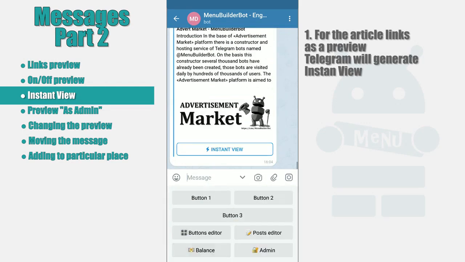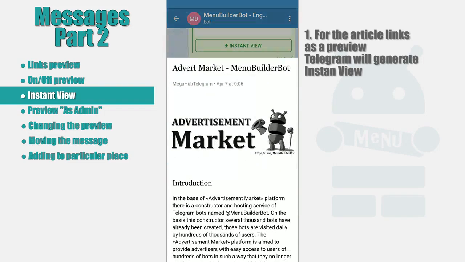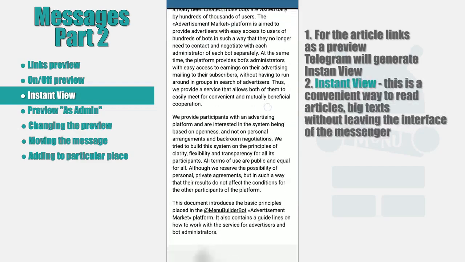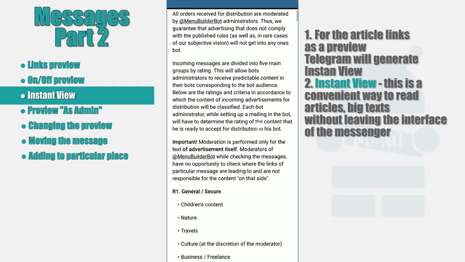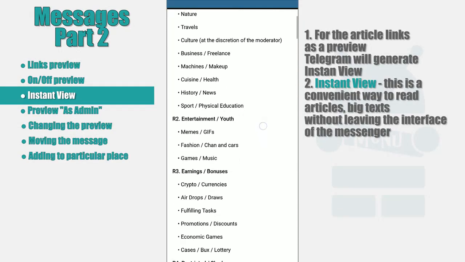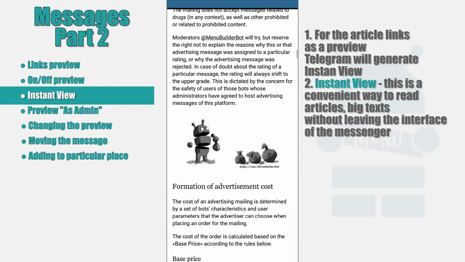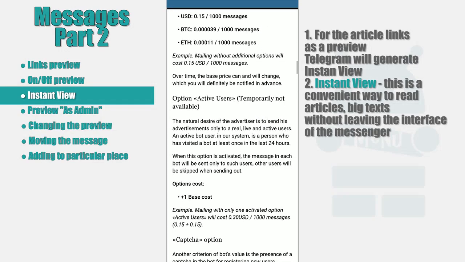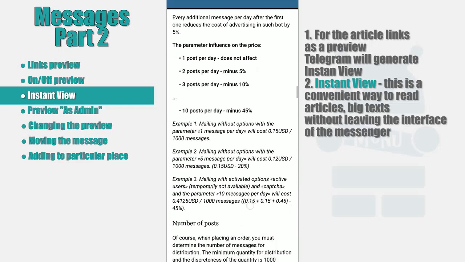For an example, we take a link to our Telegraph article on an advertisement market. Instant view is a way to browse web pages without leaving the messenger. Plus, the extra blocks of advertisement, useless images and banners are cut out, which significantly reduces the size of the original content. Only a clean article remains. In addition, the instant view articles are cached on the Telegram servers, and therefore they are instantly available in the messenger, even with a low internet connection.